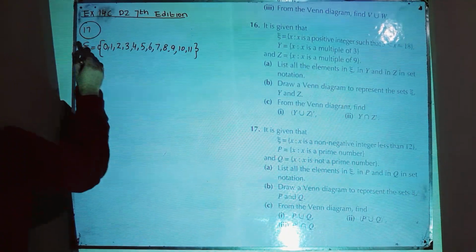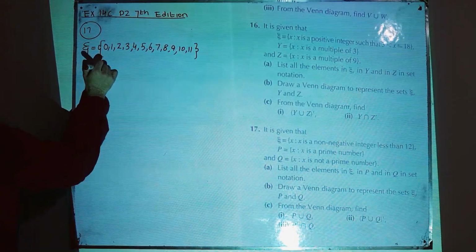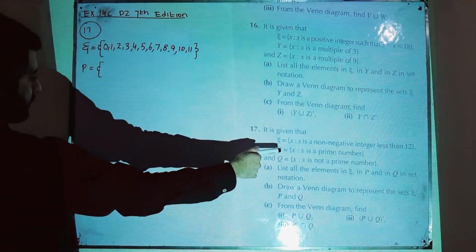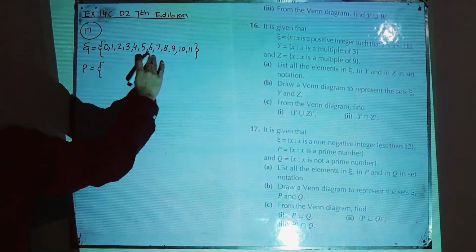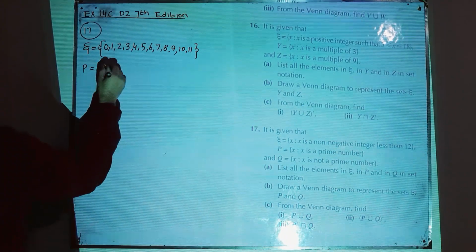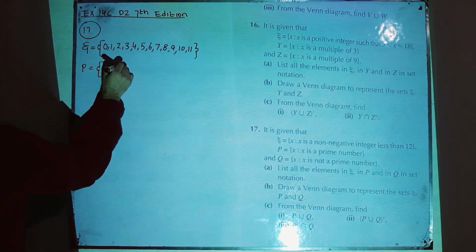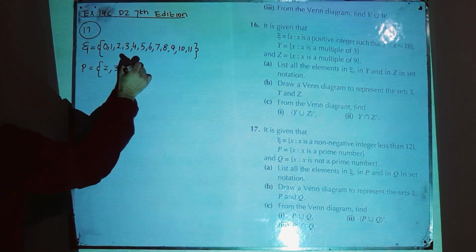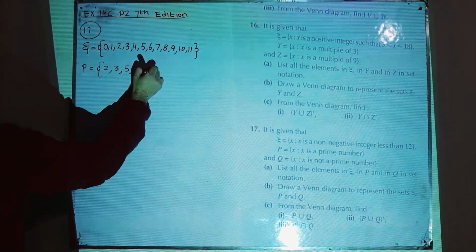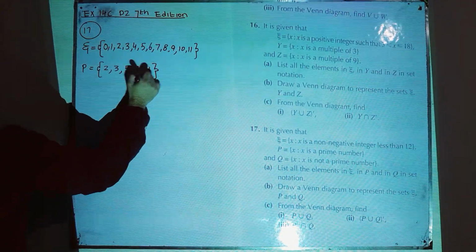Then we have got a set P. Set P is a set of prime numbers. So from the universal set, pick out the prime numbers, that are 2, 3, 5, 7 and 11.